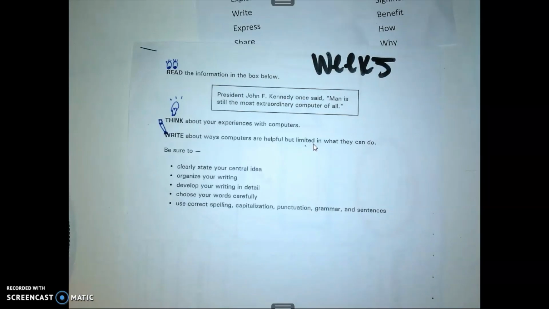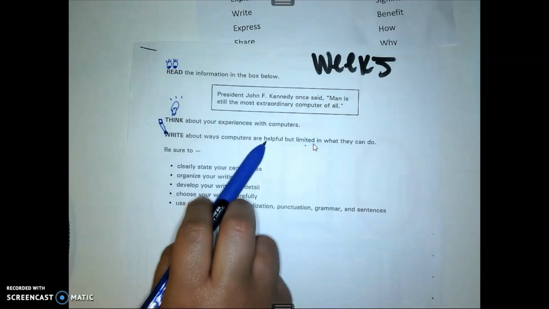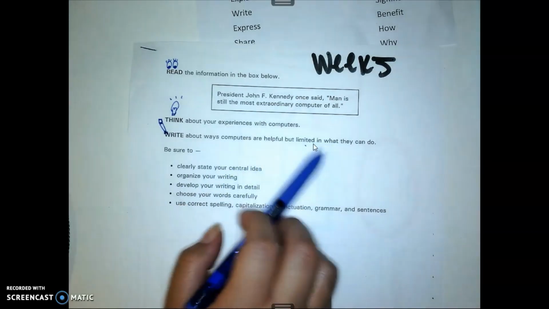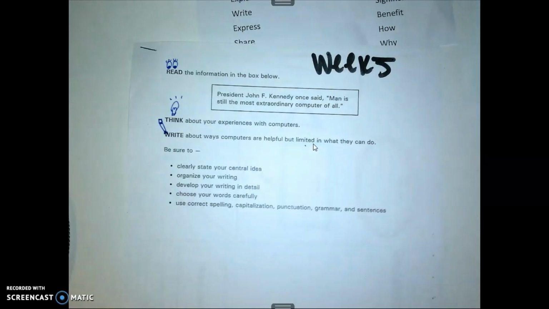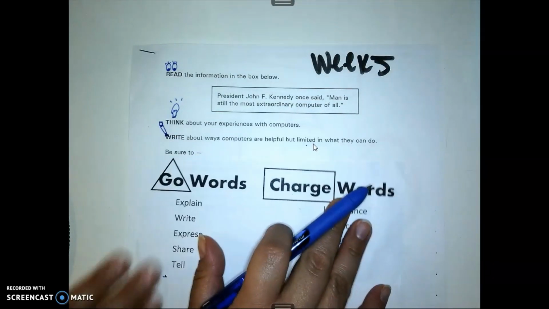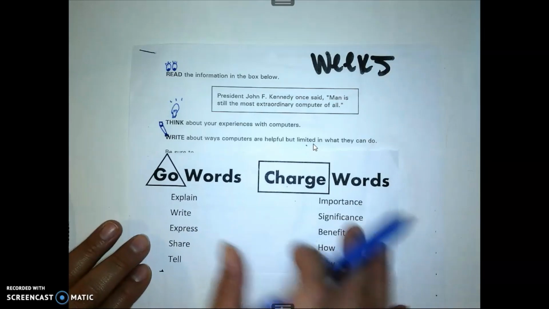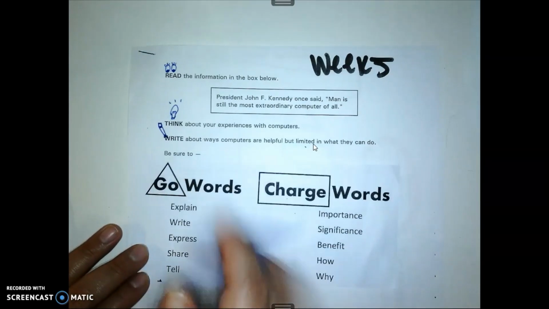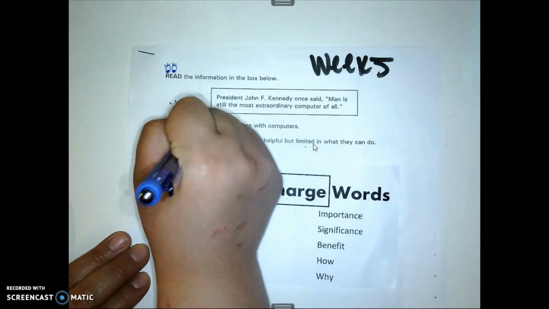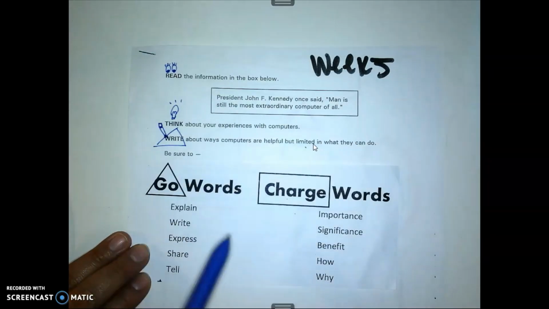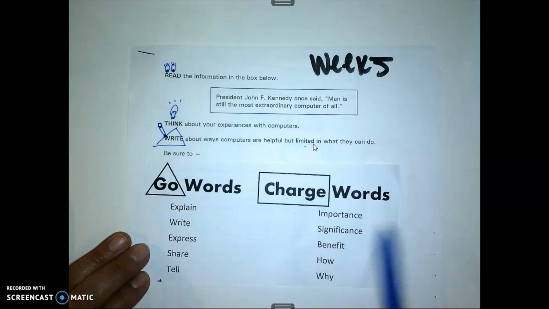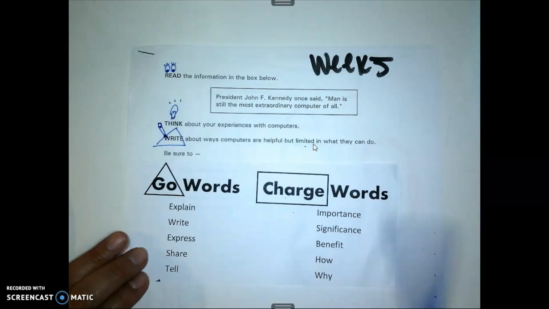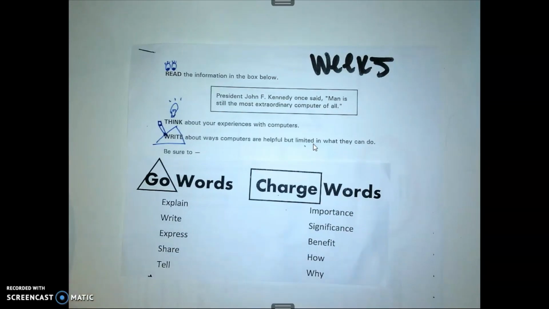So that's what they're asking us to write about. They want us to think about all the ways computers can help us, but also the ways that they cannot help us. So let's begin shaping our prompt. So let's look at our go words. Like I mentioned, it's going to be the word write. So write is there already. Now, our charge words. Since this list is very short, let's go back to the presentation.